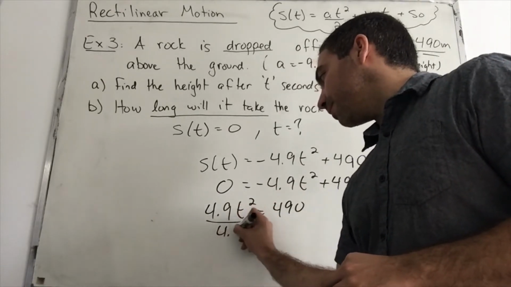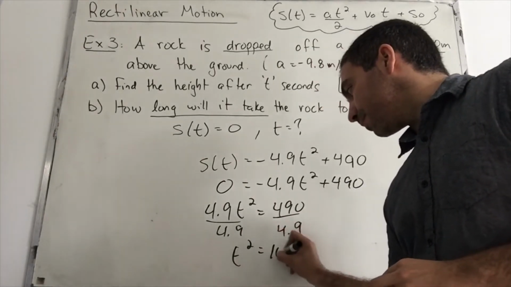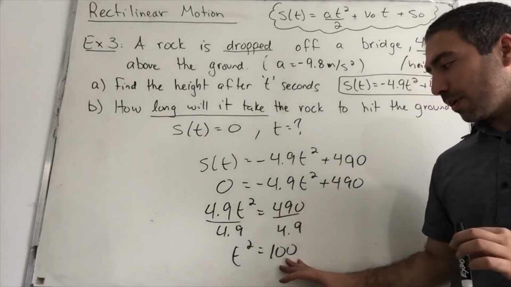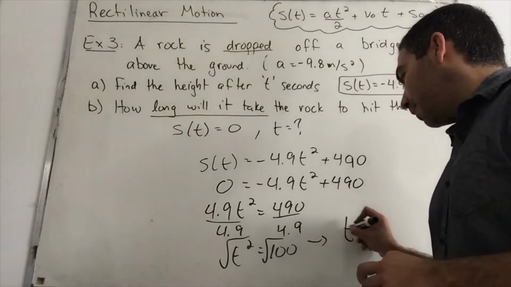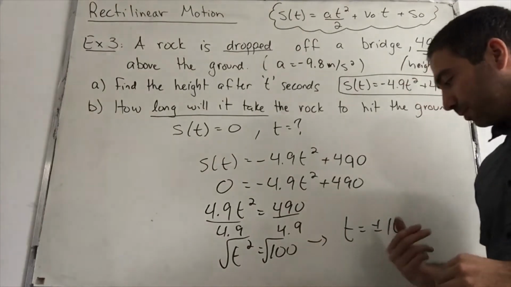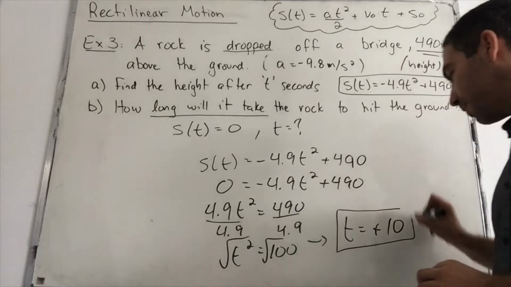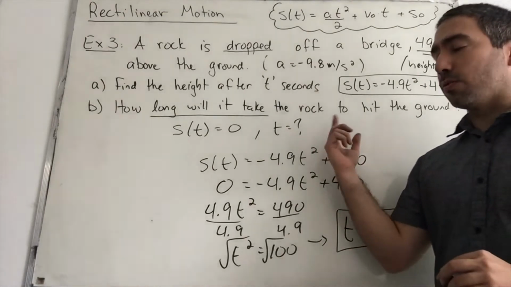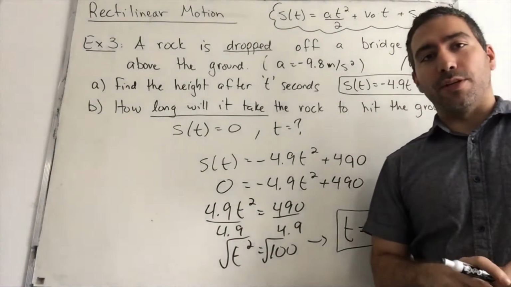Divide by 4.9. So this gives us t squared equals 100. Right. If we multiply 4.9 by 100, we move the decimal twice. It gives us 490, so this is fine. And the last step is to square root both sides, giving us the time equals plus minus 10. So we're square rooting a number, it gives us two values. But since we're talking about time and we can't go back in time, technically, we're only considering the positive case. Okay, so t equals 10. And that's the answer. So it's going to take 10 seconds for the rock to hit the ground when it's dropped from a cliff or a bridge 490 meters above the ground.